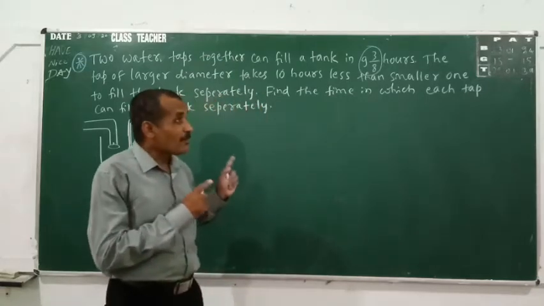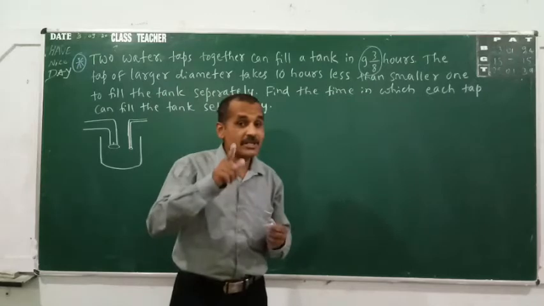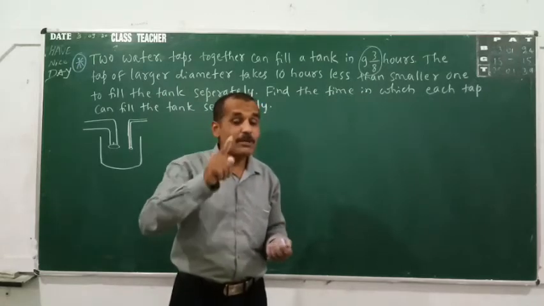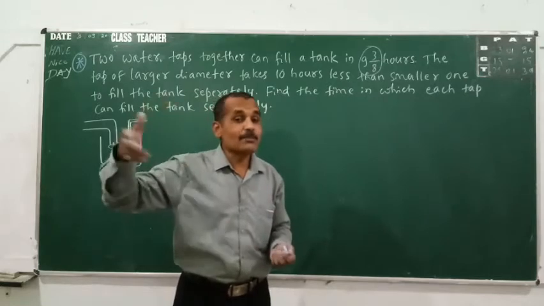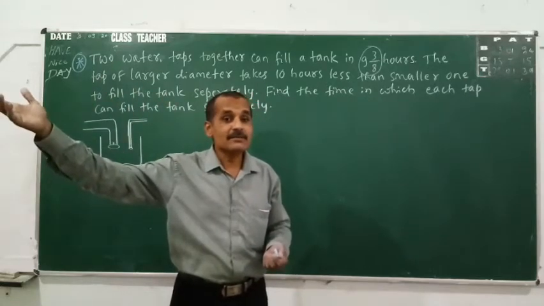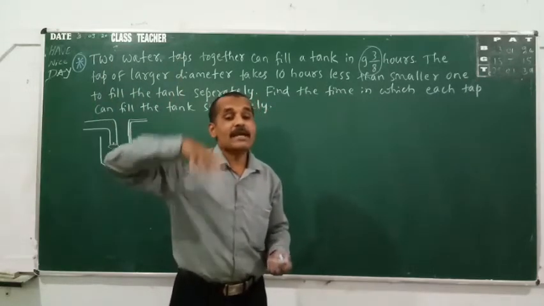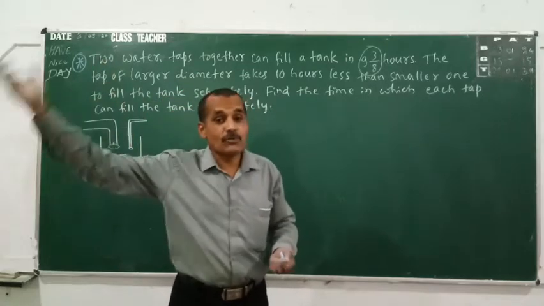This is the problem called work and time. My dear children, we have solved such problems in linear equations in two variables. 5 men and 4 women can complete the work in 10 days, whereas 6 men and 9 women will complete in so many days.